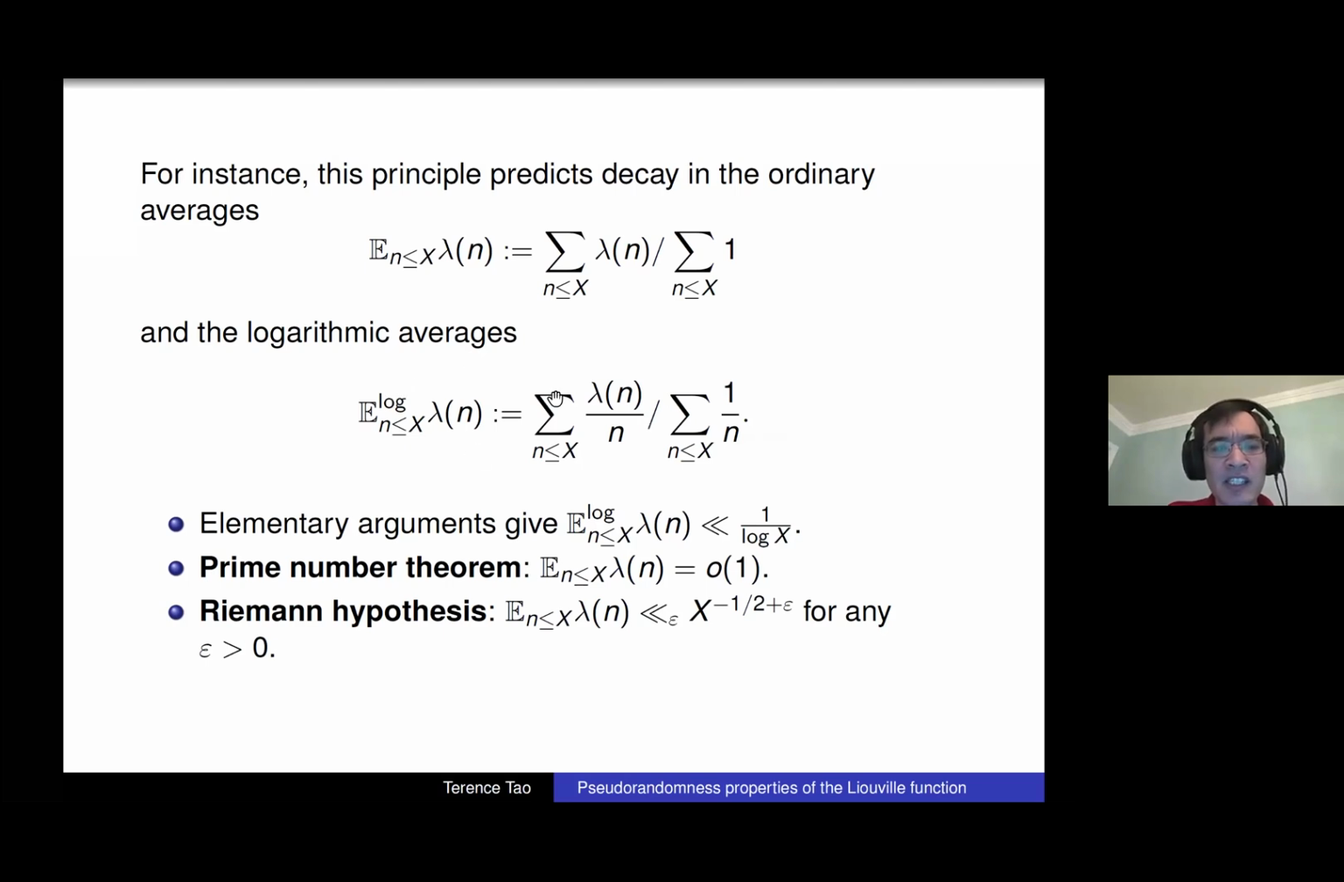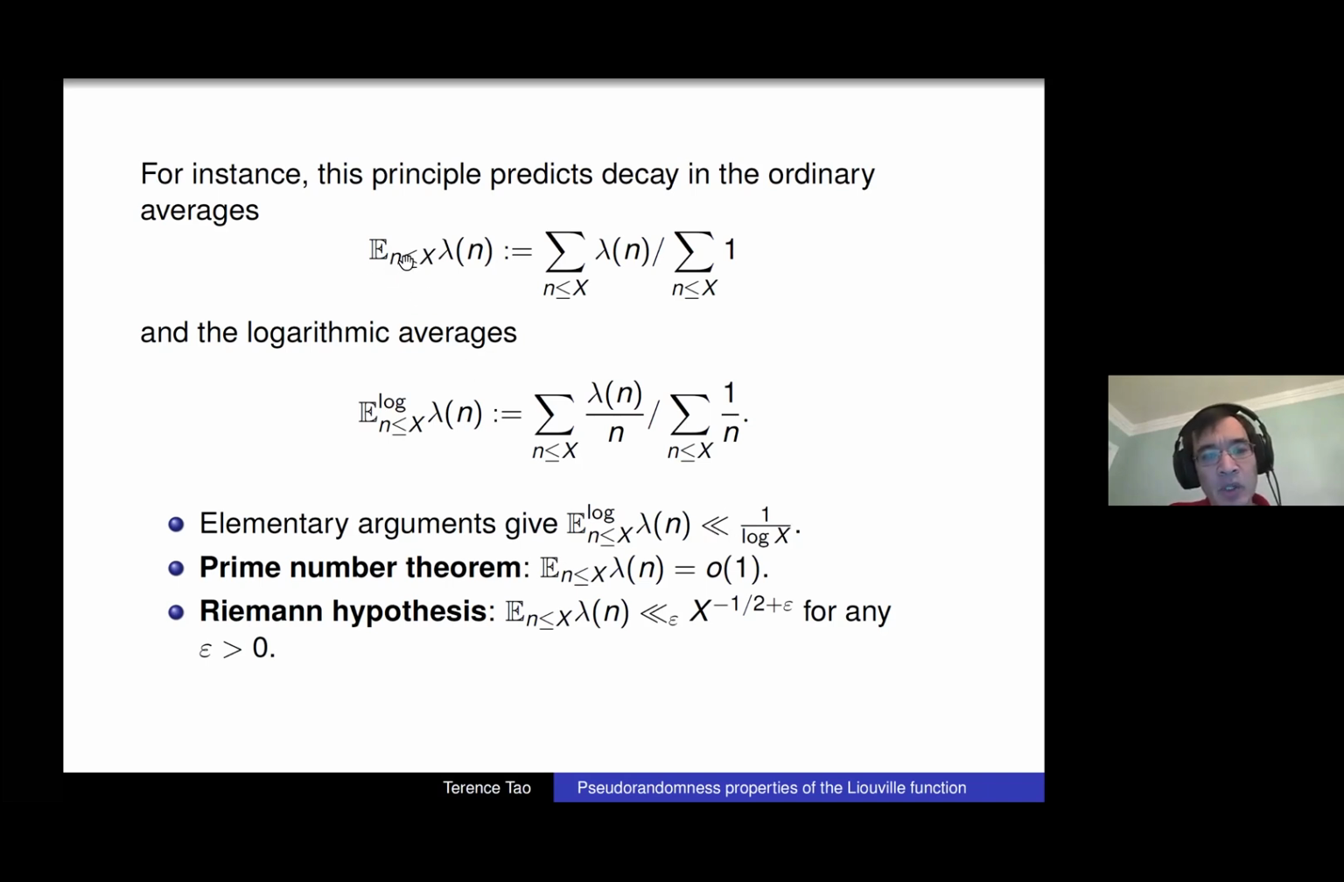Okay, so these are smoother averages. If you can control ordinary averages, then there's an easy summation by parts so that you control log averages, but you can't go backwards easily. If you control the log averages, it's very hard to get from there to control ordinary averages. Now the randomness principle predicts that these averages are very small, and what do we know about them? If you look at the log averages, there are some very easy arguments that, I won't show them here, but in half a page you can show that the log averages decay. In fact, decay like 1 over log x is not difficult.